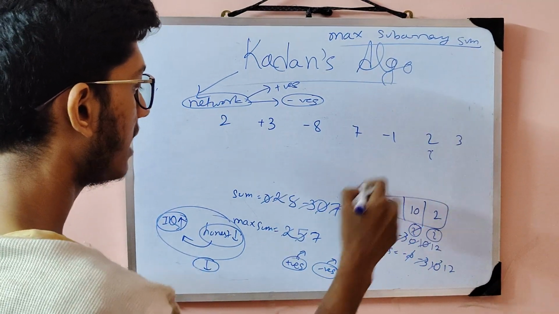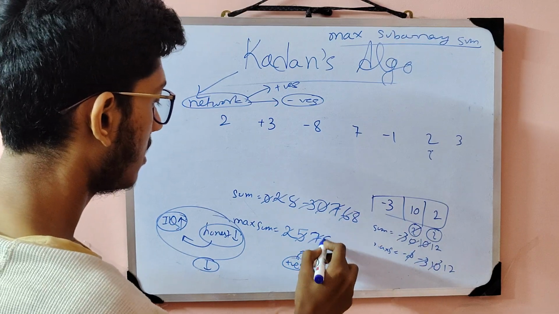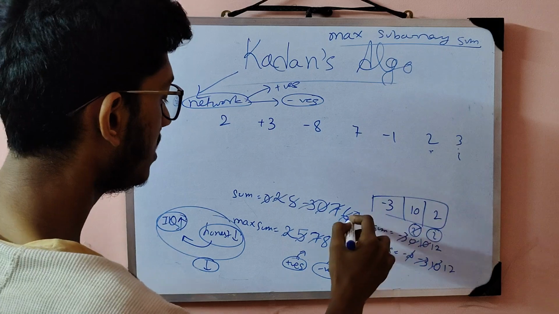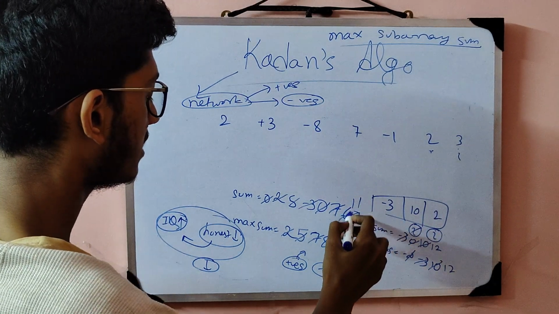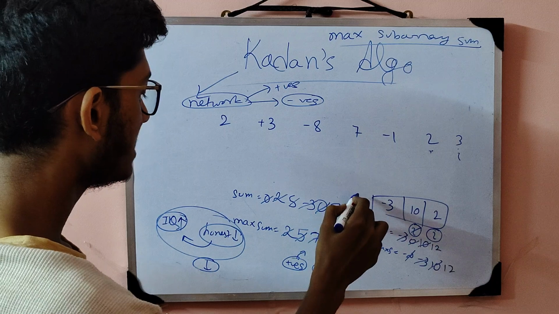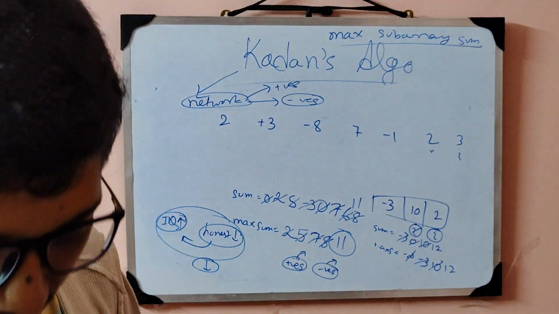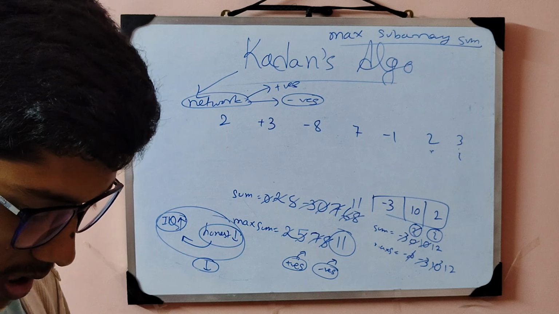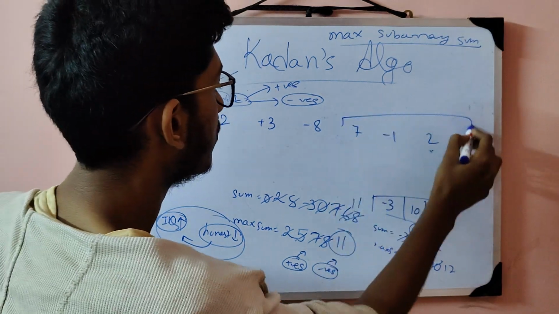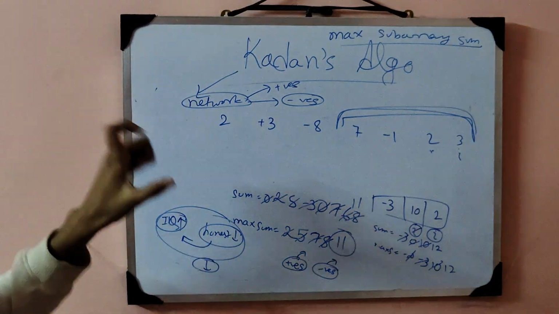2, I will add it to 2. 8. 8 is greater than 7. Yeah, 8, and I will go up to here. 3, I will add 3. 8, 9, 11. 11 is greater than 8. Yeah, 11. So my maximum is 11, and now I will see the result. The largest sum is 11, and the subarray is this one. So this is Kadane's algorithm.